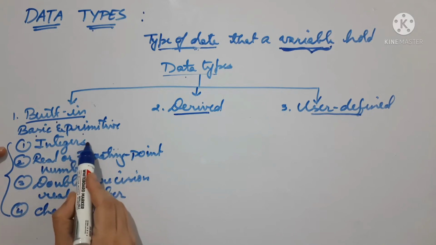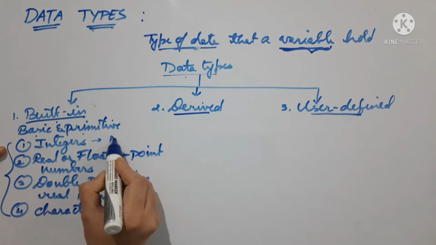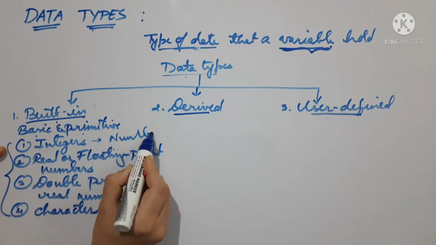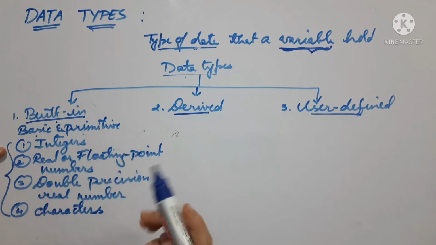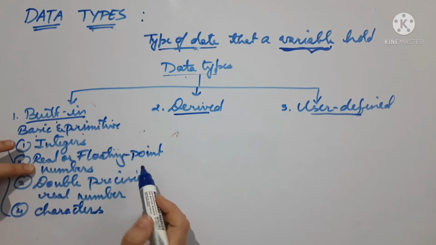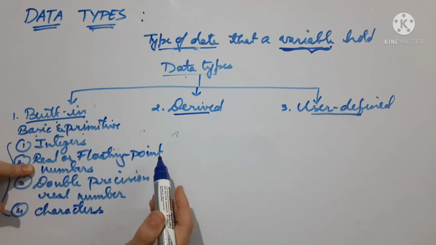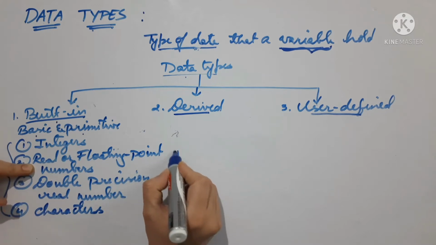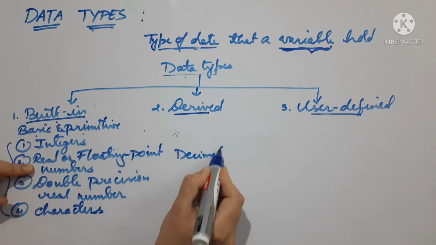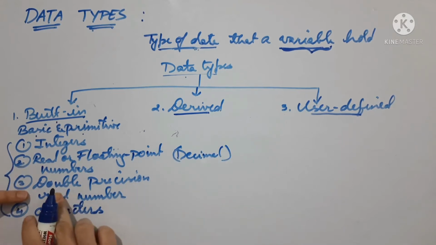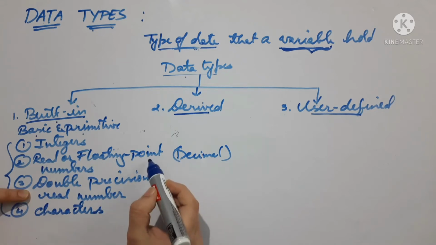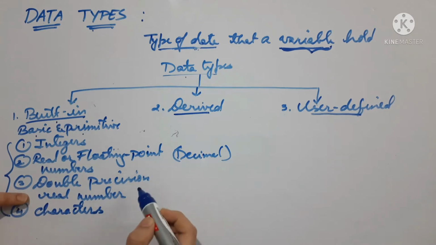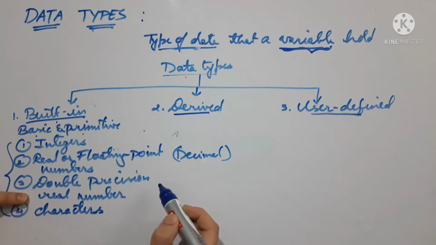The very first are integers. We have discussed integers are nothing but numbers, a sequence of numbers used without the decimal point. So we have integers. Next, real or floating point numbers. Floating point means nothing but decimal numbers. Okay, so these are nothing but decimal numbers. Then we have double precision real numbers.